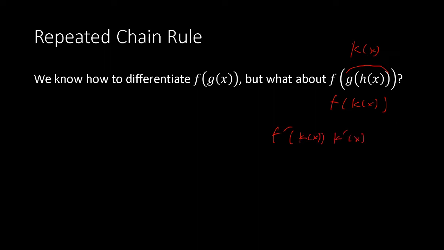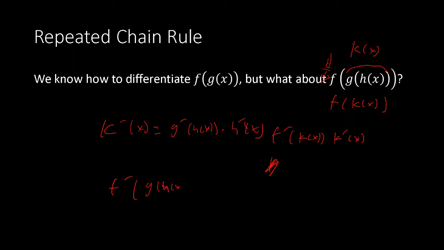And k prime of x equals g prime of h of x times h prime of x, right? That's just using the chain rule over and over. So the derivative of this is going to be equal to f prime of k of x, which is just g of h of x, times g prime of h of x, times h prime of x.